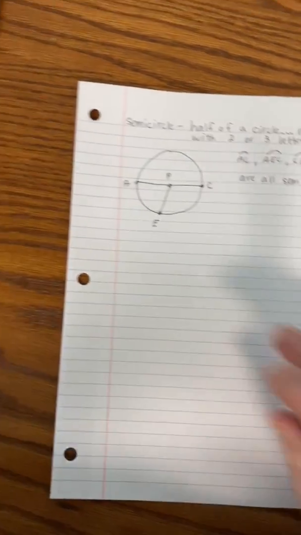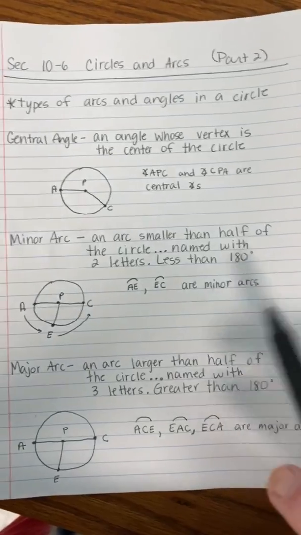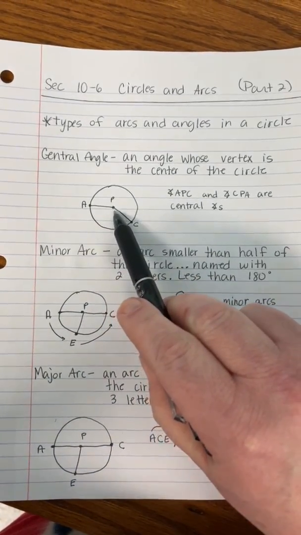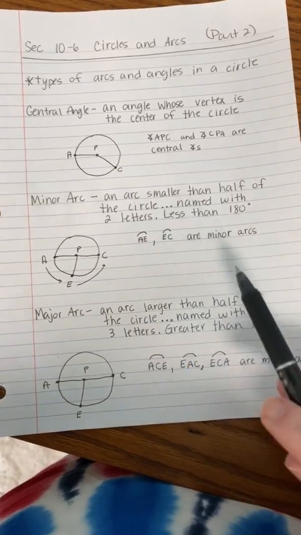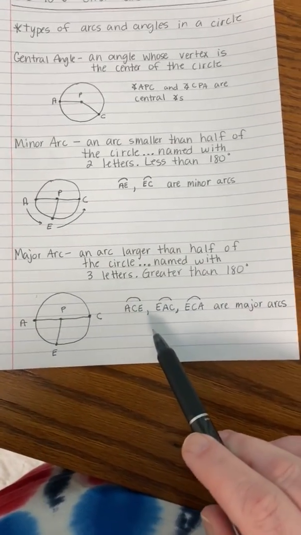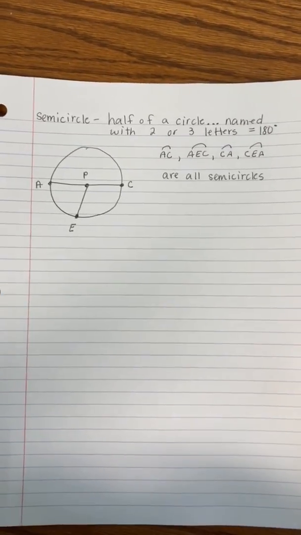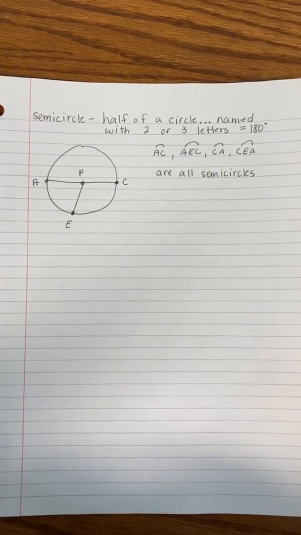So a central angle, the center is the vertex. Minor arc, 2 letters, less than 180. Major arc, 3 letters, greater than 180. Semicircle, 2 or 3 letters, equal to 180.